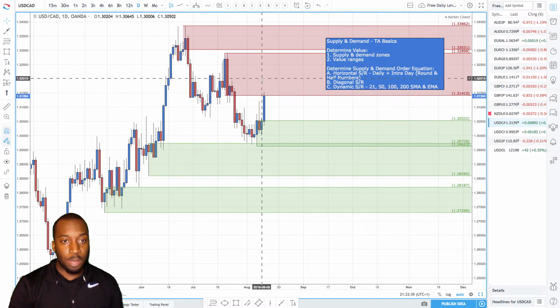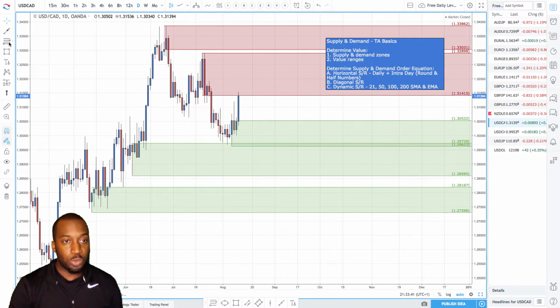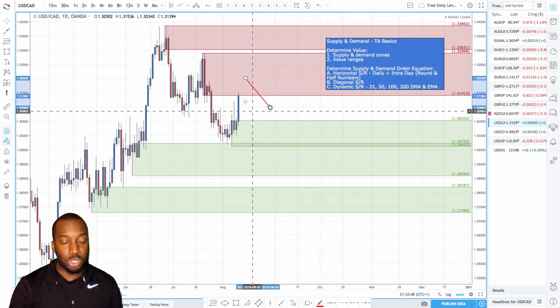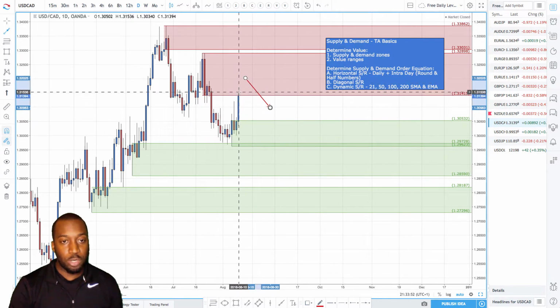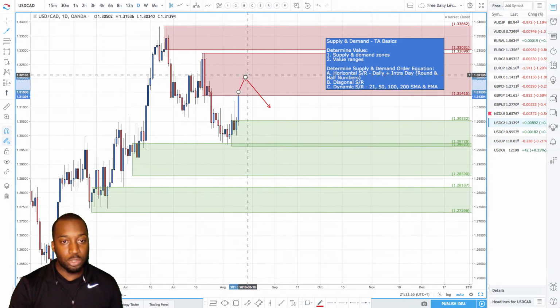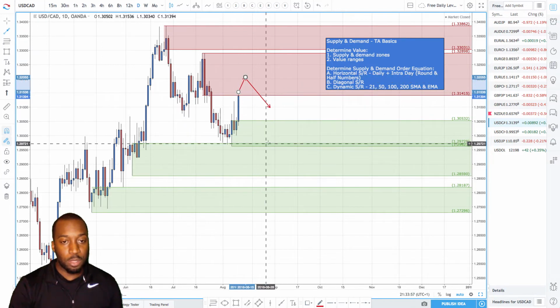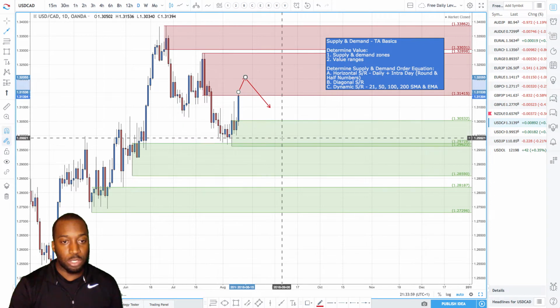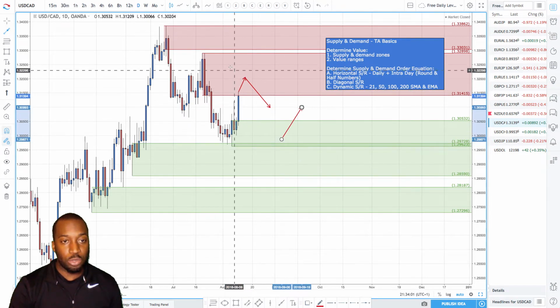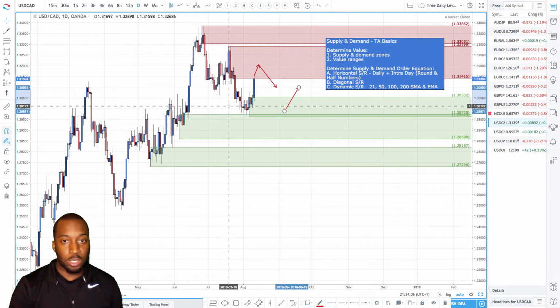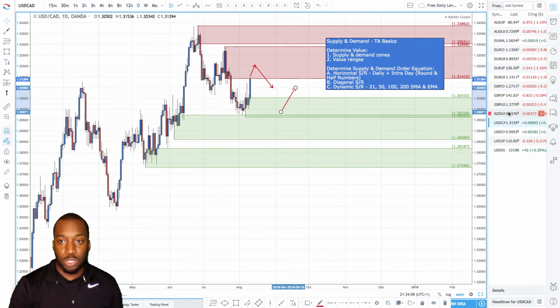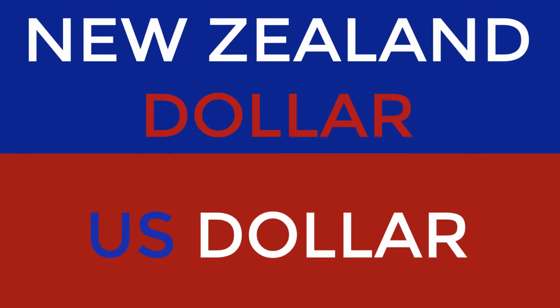Now we're coming up into this supply zone here, and potentially some shorts coming in, but we could get some dollar weakness. If you're looking to buy the dollar, this would again be your first area to look for buy trades on the dollar CAD.